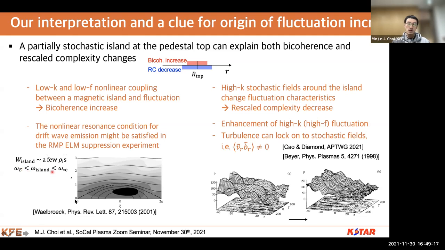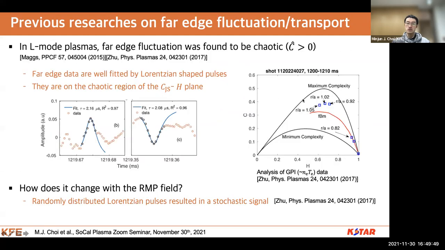I mean that in this work, they show that a magnetic island, which has a few ion Larmor radii, with an island rotation frequency in this range can emit a drift wave. And this would imply nonlinear coupling between the island and the low k and low frequency components. And this can explain the bicoherence increase, and the existence of a high k stochastic field around the island can further change the fluctuation characteristics.